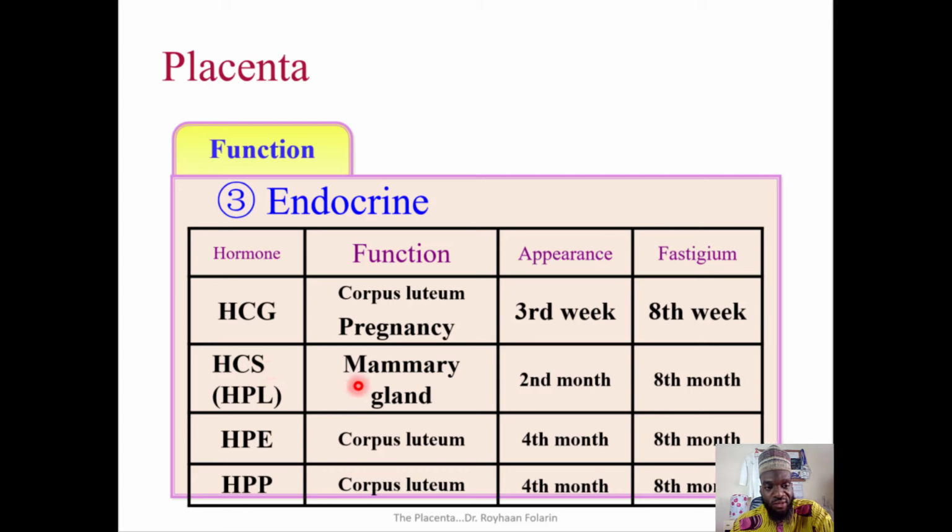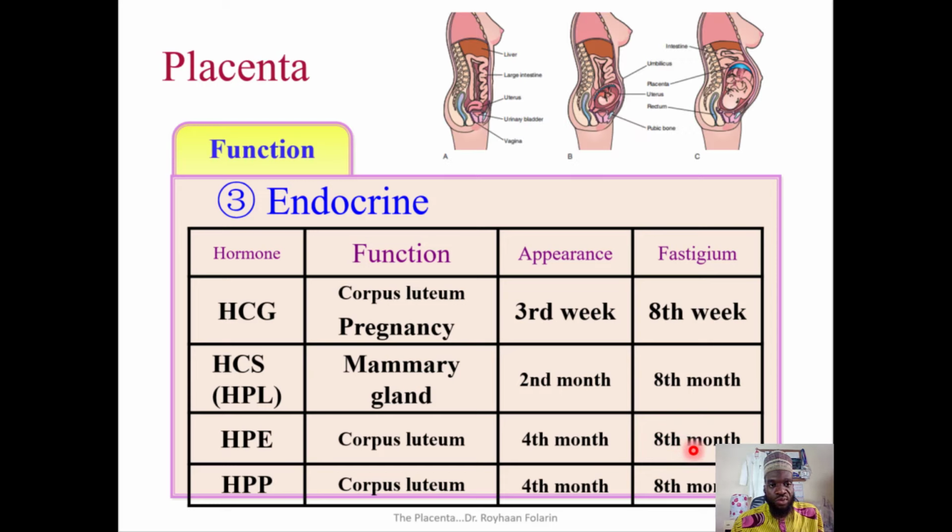So this stimulates the mother's mammary gland, and it appears usually from the second month and gets to its peak around the eighth month. You also have the human placental estrogen and the human placental progesterone. So both appearing around the fourth month and getting to their fastigium around the eighth month. So these are some of the changes that happen in the woman as the pregnancy progresses.